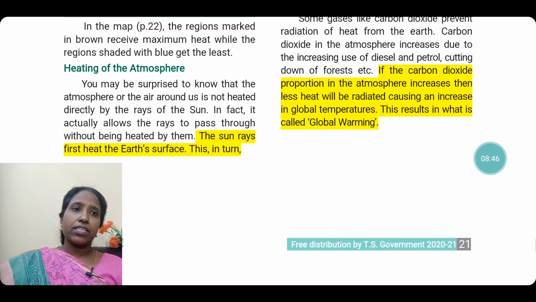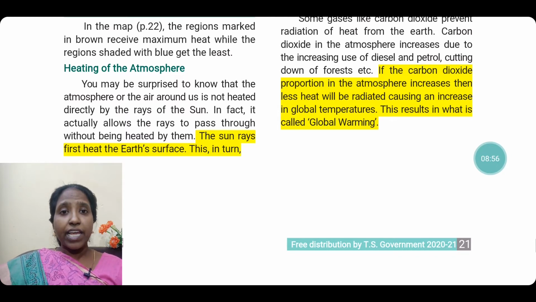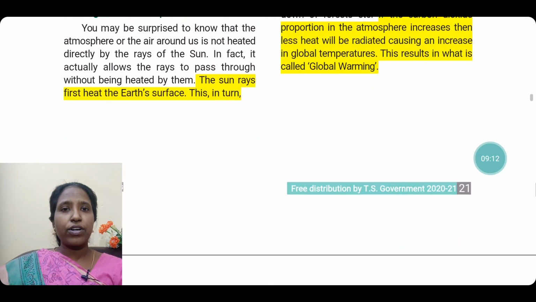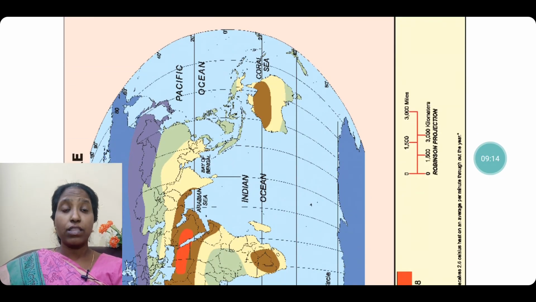If the carbon dioxide proportion in the atmosphere increases, then less heat will be radiated, causing an increase in global temperature. This is called global warming. That is, when heat is going out of the earth and the radiation is given back to space, in the middle, if carbon dioxide gas stops this radiation from going out, automatically the temperature of the earth goes up. This is called global warming.